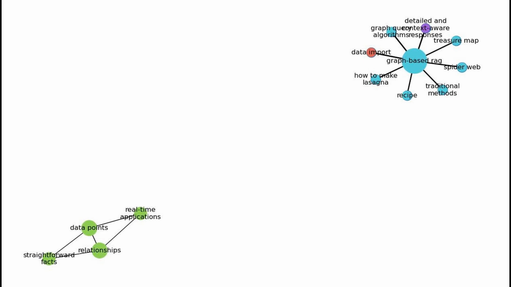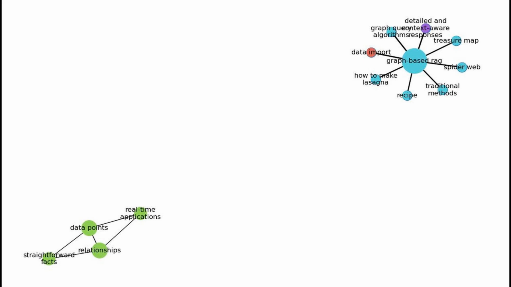Graph-based RAG approaches are like having a treasure map that shows not just where the treasure is, but also all the paths and relationships that lead to it. This is different from traditional methods that might just give you a simple direction, like saying go straight to the treasure. In graph-based RAG, data is organized in a way that highlights the connections between different pieces of information, much like a spider web where each strand links to another. This structure allows for more detailed and context-aware responses to questions.